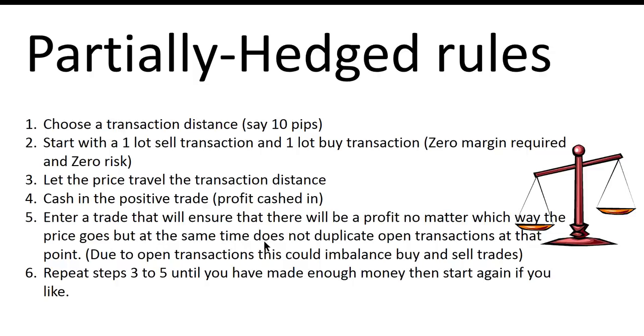But at the same time, you do not duplicate other open transactions that are at that point. So if you already have a buy transaction open at the point where you've reached, you don't open another buy, because there is already a buy that will ensure a profit if the price moves. So you don't need to duplicate transactions at that particular point. You would make sure that you only have a buy and a sell at that particular point. So those are the two rules.